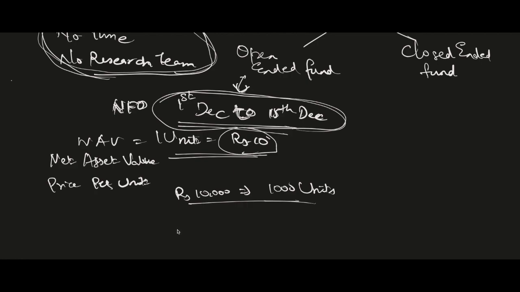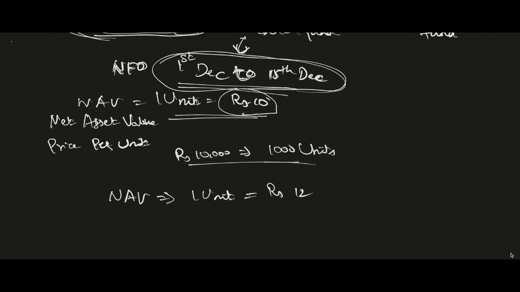The only thing is, imagine he is investing after, let's say, a year. He can still invest, but by that time the NAV will have changed. So the price of one unit at that time might be 12 rupees. If it is 12 rupees, then whatever amount he invests, he will get units based on 12.